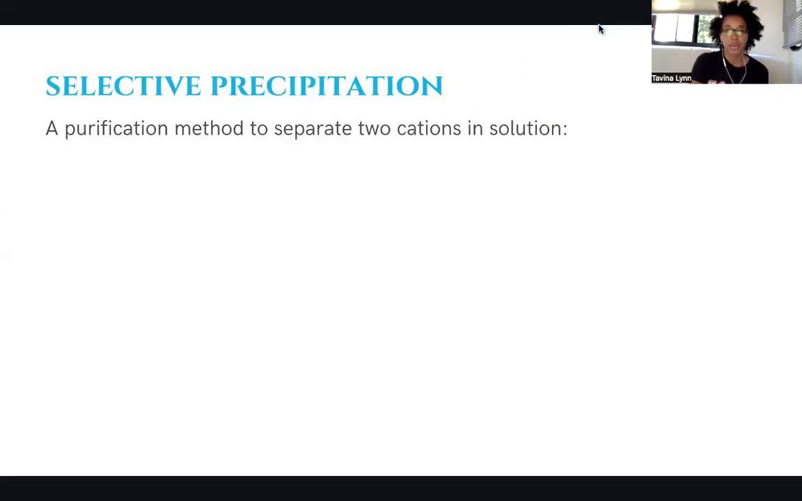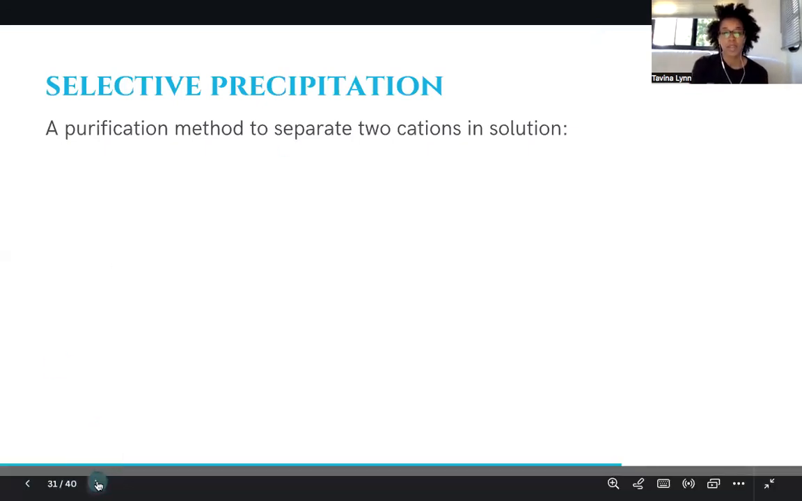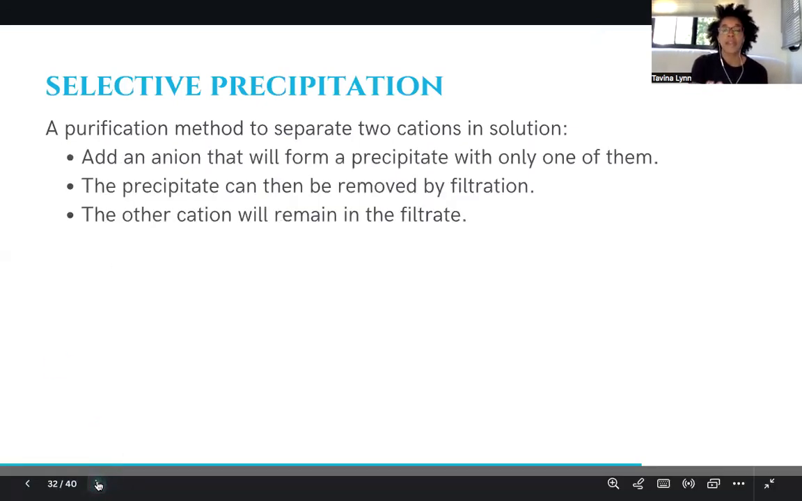So, a practical application for working with these types of reactions is something called selective precipitation. We can use it as a purification method to separate two cations that are in solution. And we do this by adding an anion.